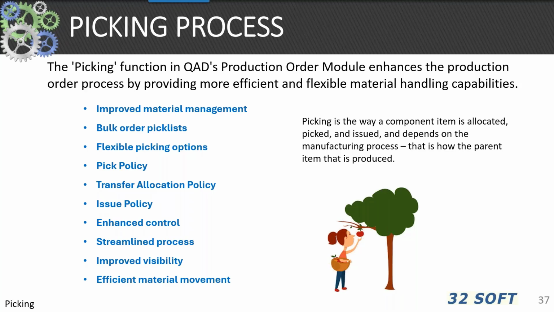You've got bulk order pick lists. You've got flexible picking options. You can change picking policies. You've got transfer allocation policy, issue policies, and enhanced control. It streamlines the process, improves visibility, and gives you more efficient material management.